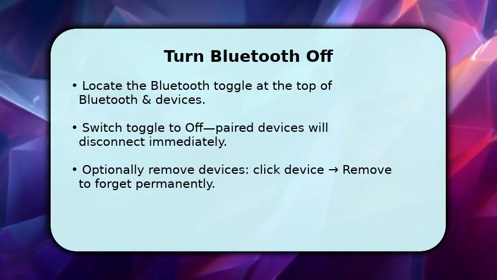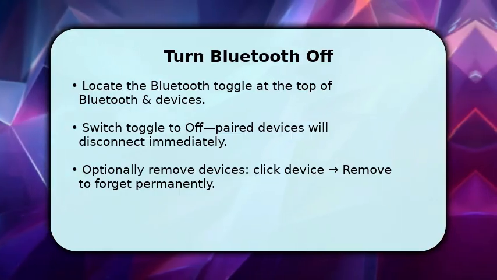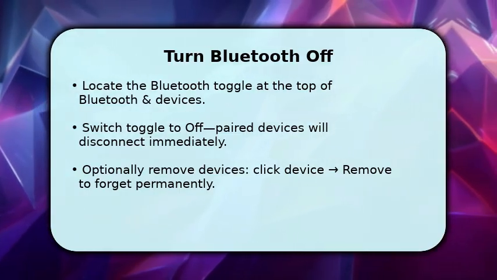You'll see a clear Bluetooth toggle at the top of Bluetooth and Devices. Flip that toggle to off. This severs active connections and prevents new pairings.